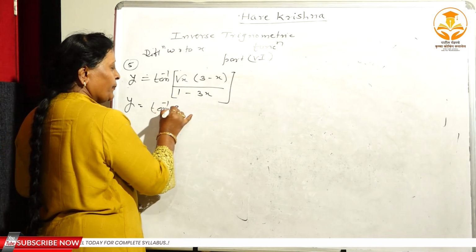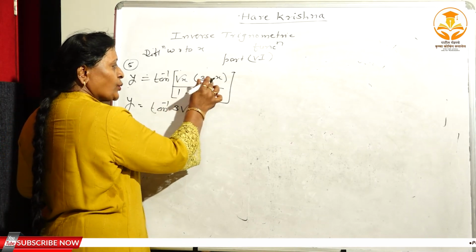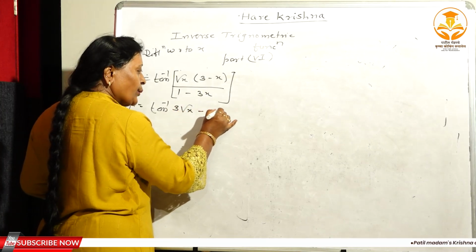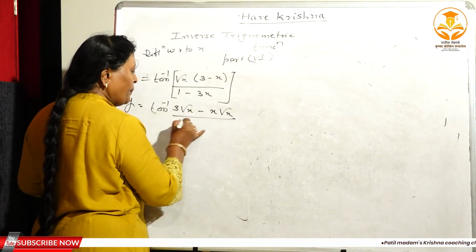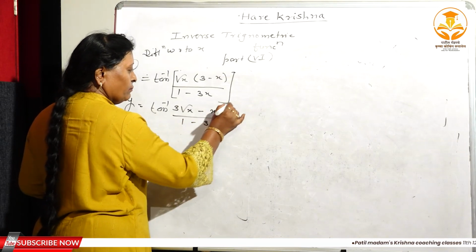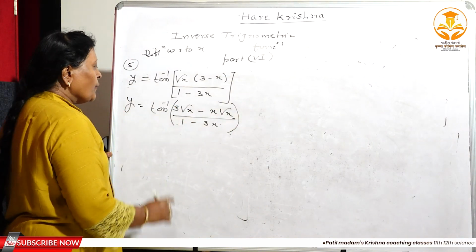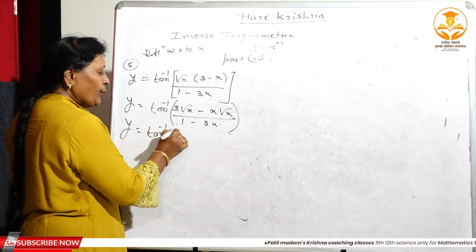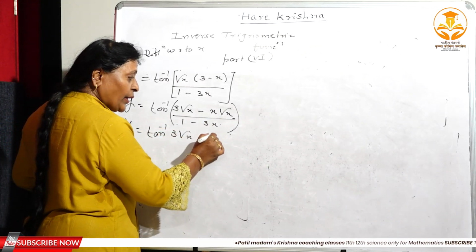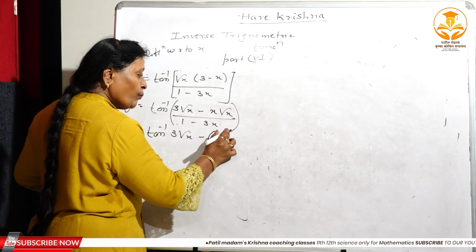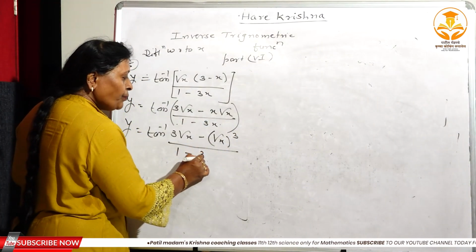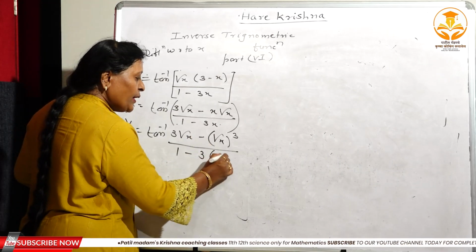You can multiply with what here? Root x to this bracket. Here again 3 root x, here x root x, divided by 1 minus 3x, right? Now again if you observe this, tan inverse of 3 root x minus ... here this you can write as root x whole cube. And here in the denominator, this x you can write as root x whole square.